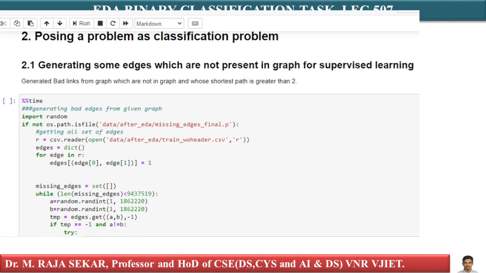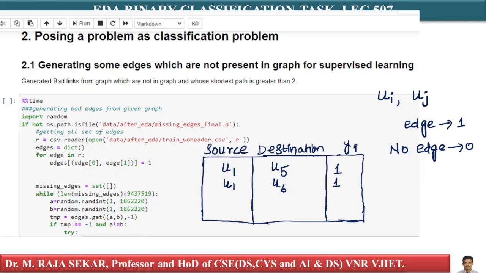So, now let's pose this problem as a classification task. What do we have now? We basically have pairs of vertices between which there is an edge. If I represent 1 as having an edge and 0 as not having an edge, the dataset that I have right now only has edges. If you look at the table, just see the table.